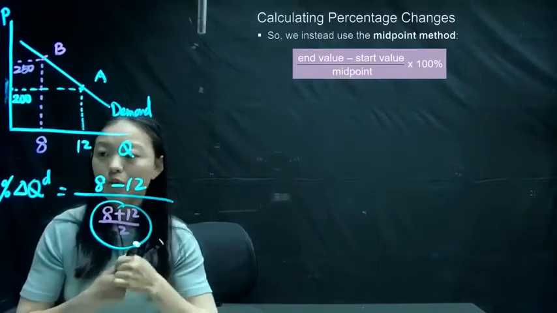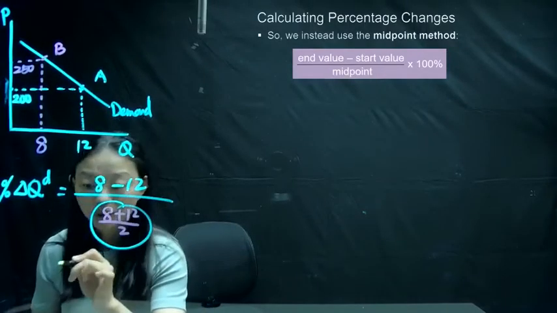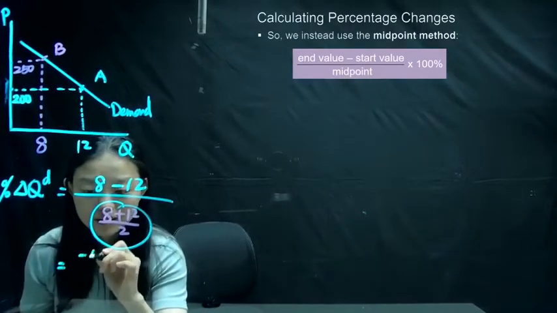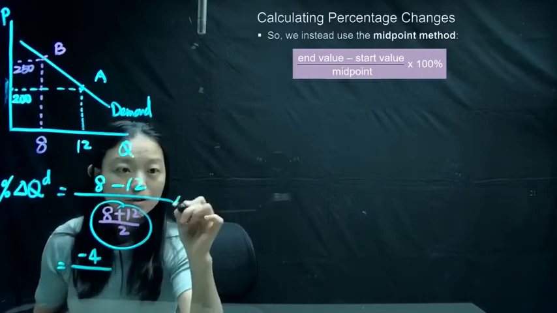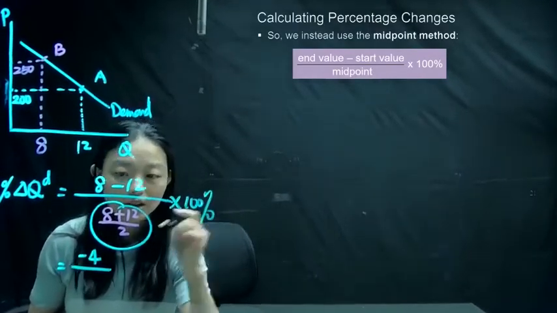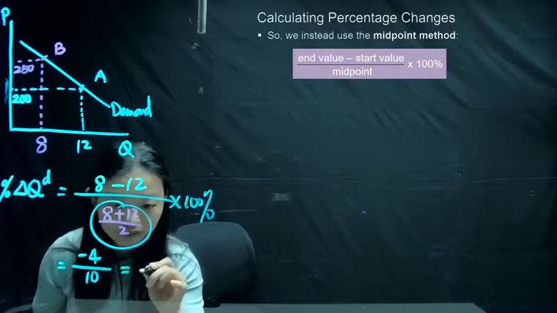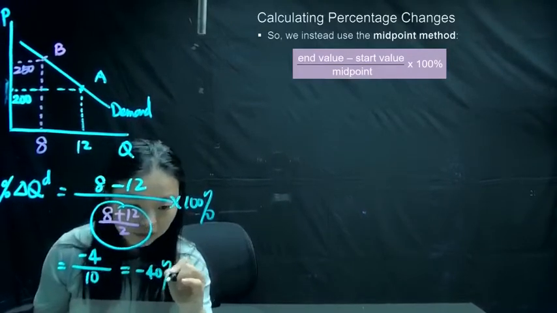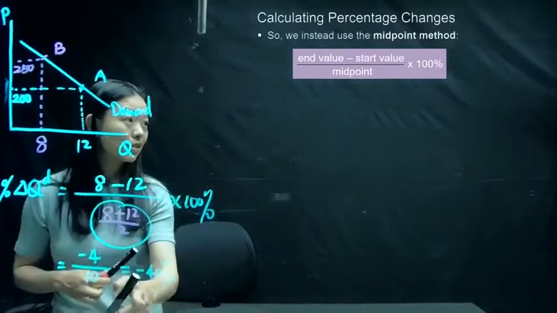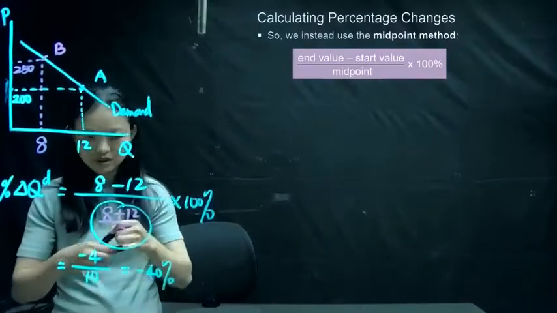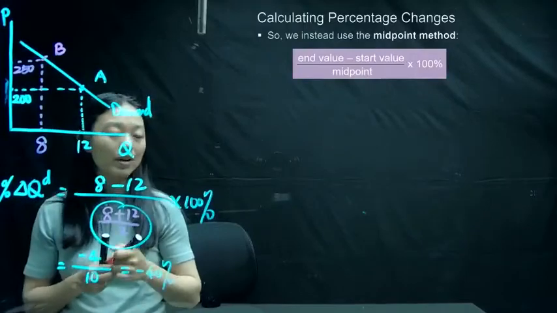So finally, the percentage change in quantity will equal -4, right? Divided by, this should be times 100%. And then the denominator here will equal 10. So -40%. Okay? -40%.